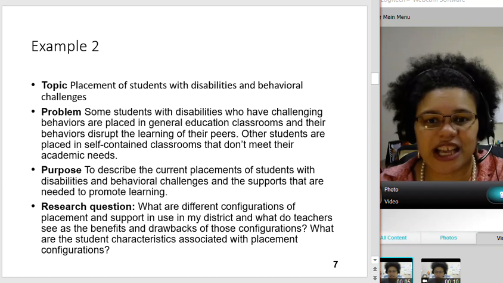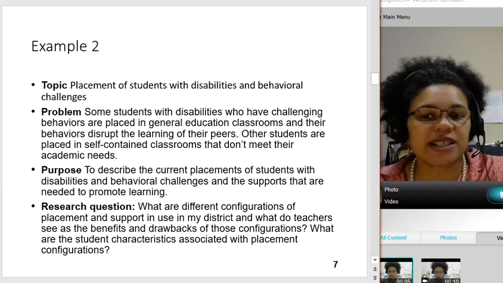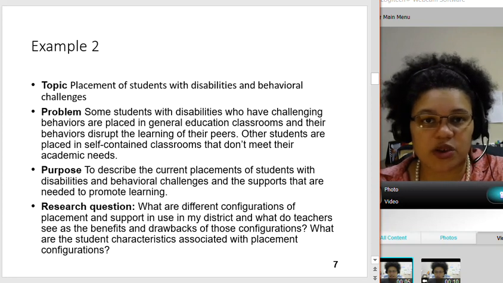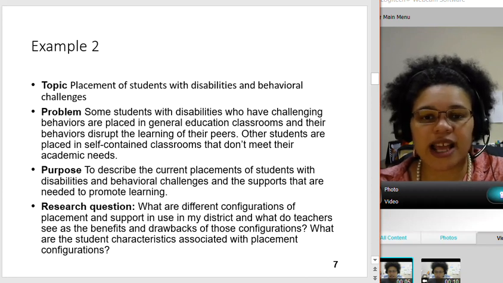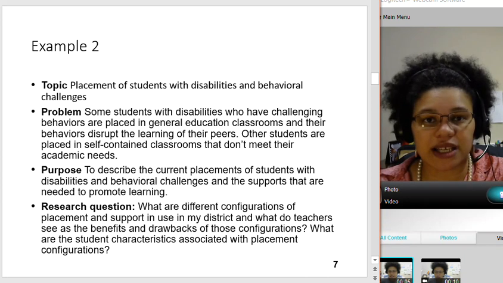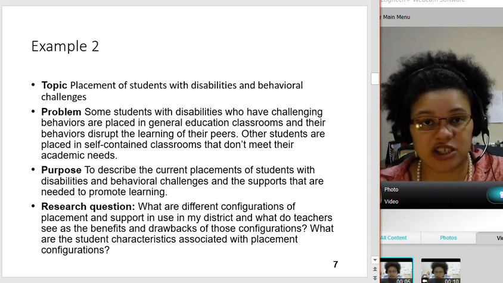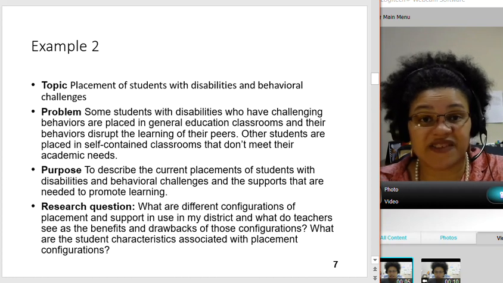Let's look at another example. The placement of students with disabilities and behavioral challenges. Okay, so here in the U.S., we have this idea of least restrictive environment, right? So if a student has an identified disability, then the default position is they're going to be placed in a general education classroom. A next step might be in a classroom with the assistance of an aide.